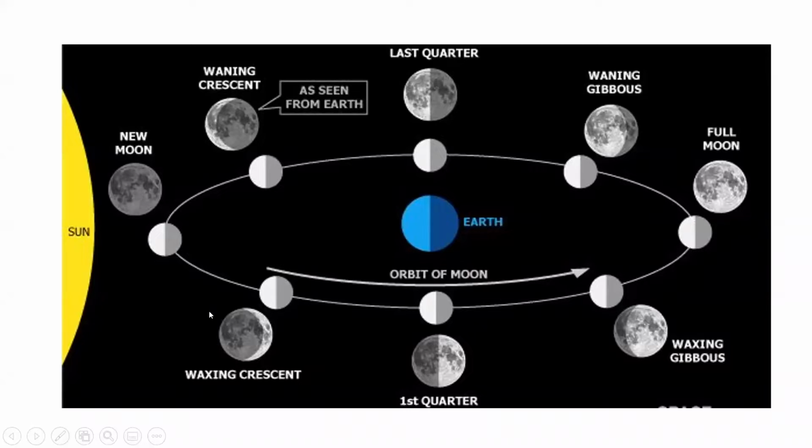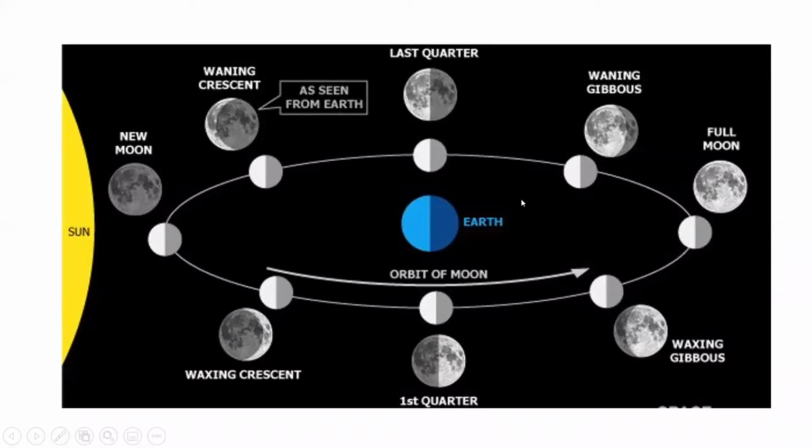It goes back around again to a waxing crescent. Waxing is when it's getting bigger, waning is when it's getting smaller. It looks like it's getting smaller to us. Then you have the first quarter, when it's getting bigger, and waxing gibbous when it looks like it's getting bigger again, and we're back to a full moon. So notice that in the sky.